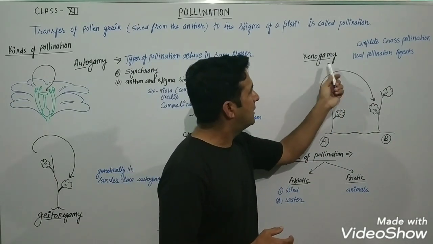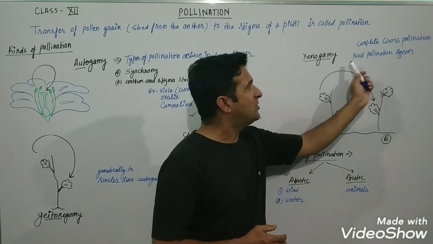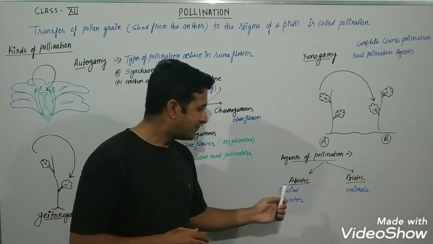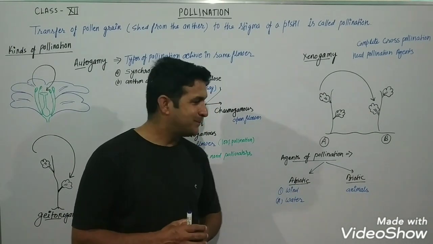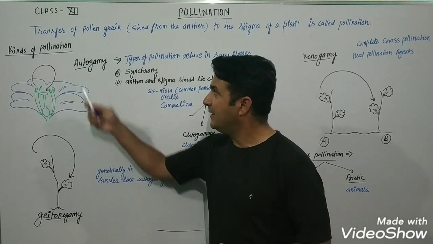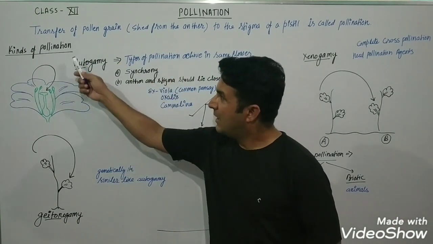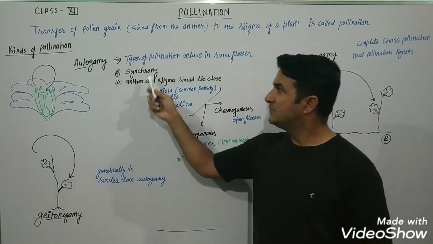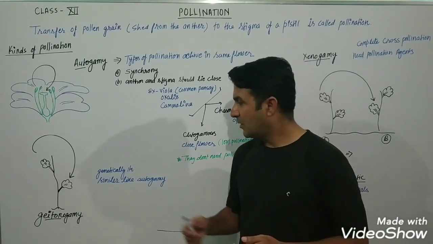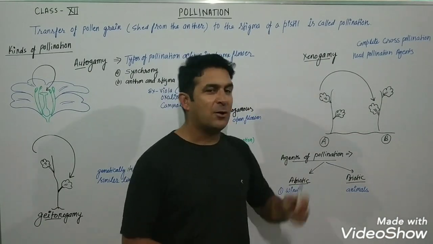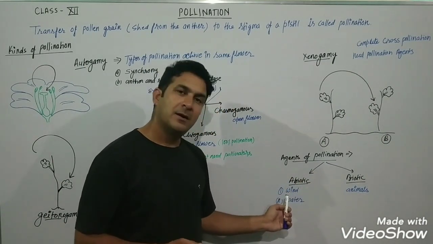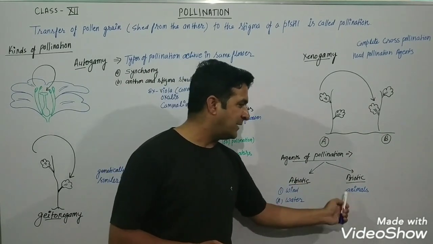First of all we'll discuss xenogamy. It is completely cross pollination and it needs an agent for the transfer, as you know. So these are the agents of pollination: abiotic agents are wind and water, and biotic agents are animals. In this topic you have seen very clearly the definition of pollination, kinds of pollination, what is autogamy, two important modifications, chasmogamous and cleistogamous flowers, what is geitonogamy and what is xenogamy. At last you have seen some agents of pollination: the abiotic agencies are wind and water, and the biotic agencies are animals.